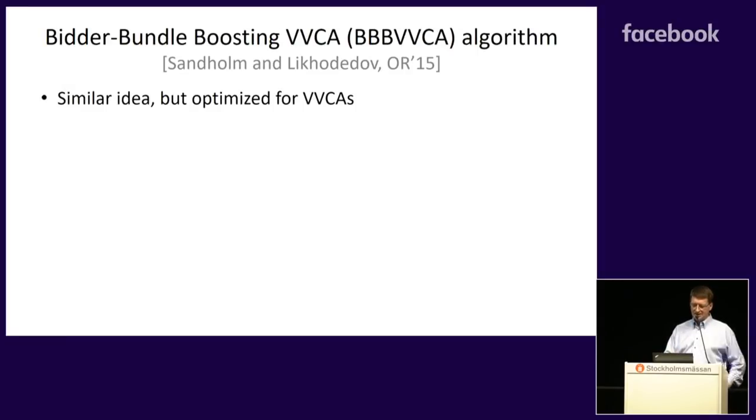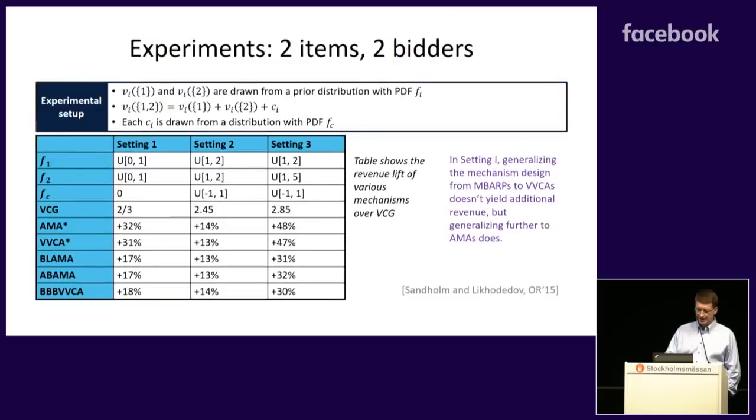All right. Then there's a similar kind of idea for the VVCA auction optimization, and here are some results. So first, let's talk about 2 items, 2 bidders. Sounds simple, but even that was unknown. So here we have the value of a bidder for item 1 and item 2 drawn from a prior distribution with the density function Fi. So the different bidders can have different priors.